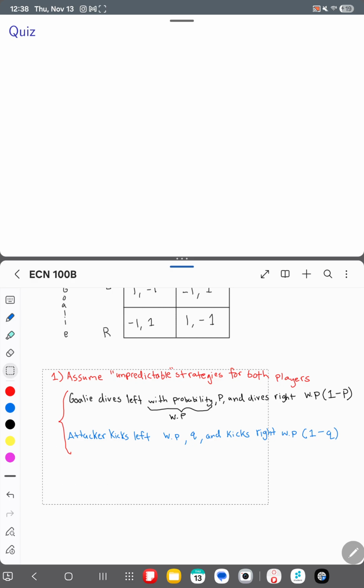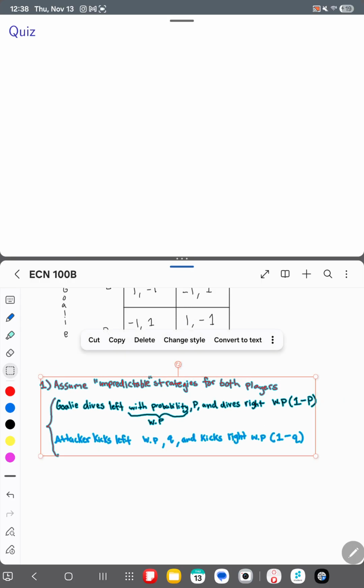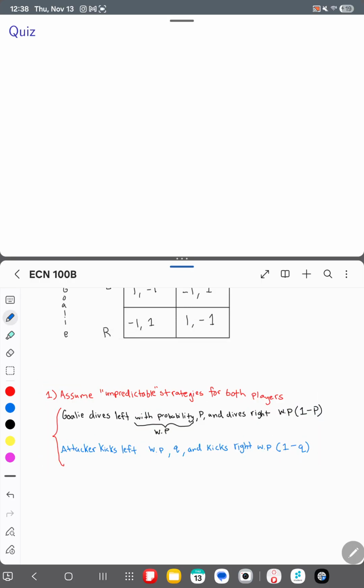Right? So we're going to start by assuming unpredictable strategies, that is part 1, and the way we model unpredictability is through these relative frequencies, or more precisely probabilities.